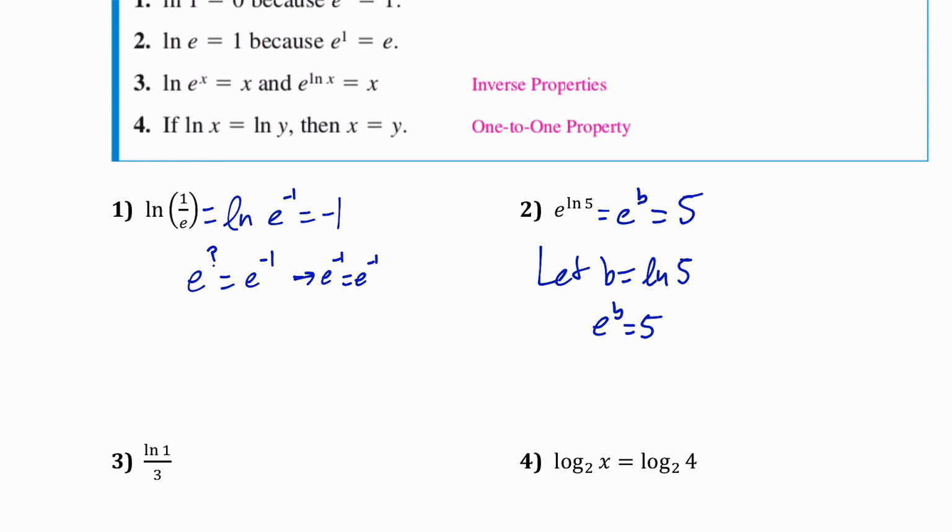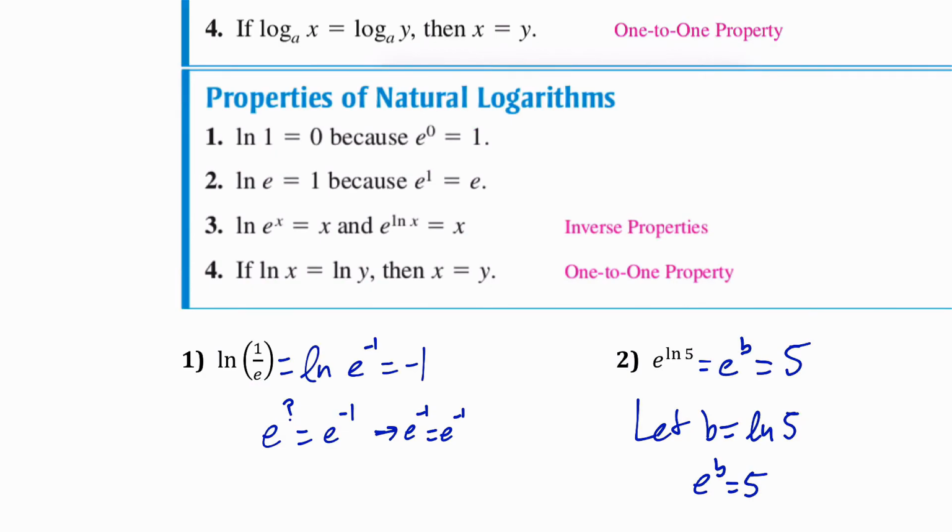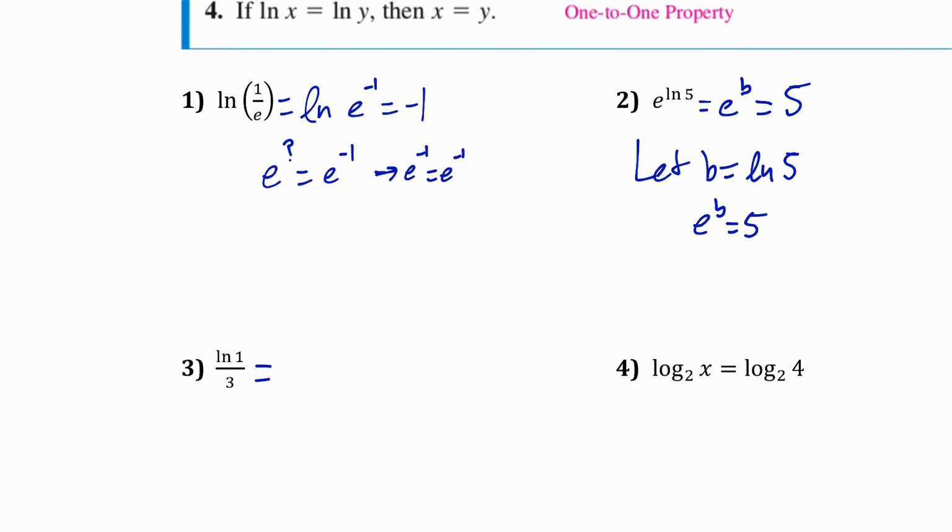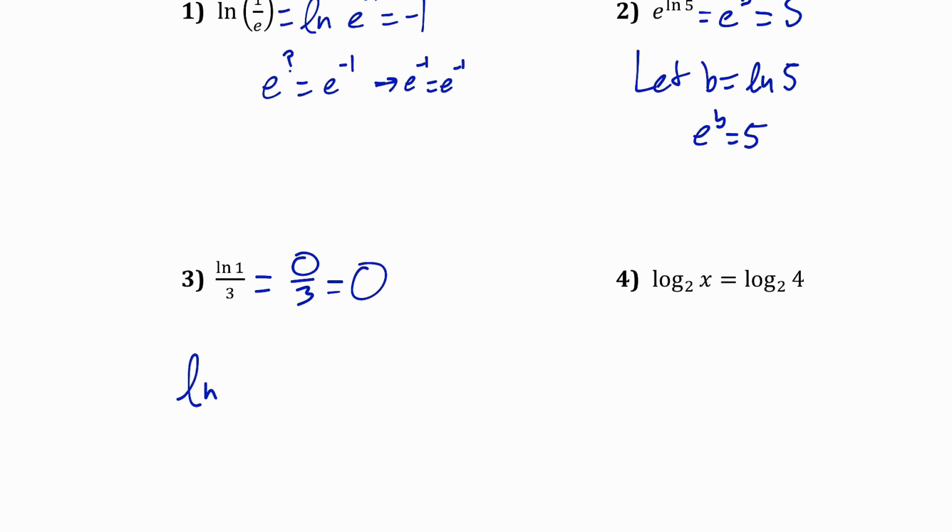Looking at number 3, natural log of 1 over 3. Natural log of 1, that uses that first property. Natural log of 1 equals 0, so we end up with just 0 over 3, which is 0. Again, just to explain that one a little bit more, natural log of 1, if it helps you to write it as log base e of 1, you have to ask yourself, e to what power equals 1? And the only possible answer you could get is e to the 0 equals 1. So it's the exponent of that answer.